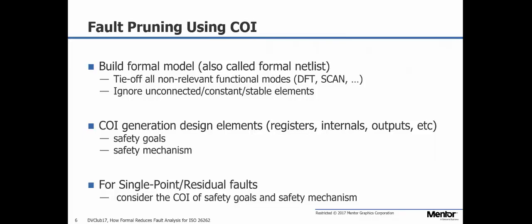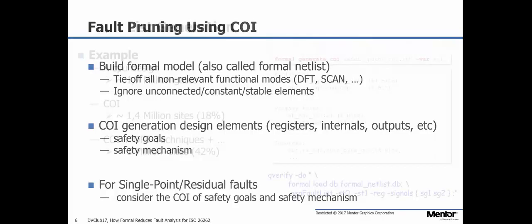You can use this just to generate the fault list for your safety goals. You can also use this cone of influence to generate the cone of influence of your safety mechanism. Then, based on what you are interested in, single point or residual faults, you can combine these to consider them as your starting fault list.